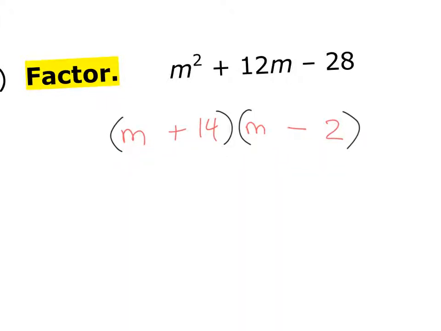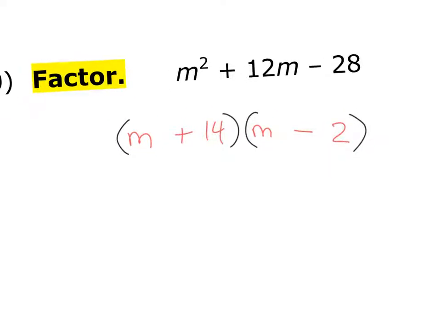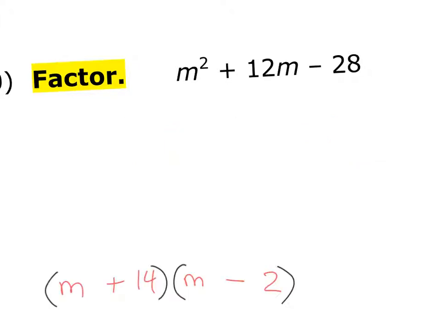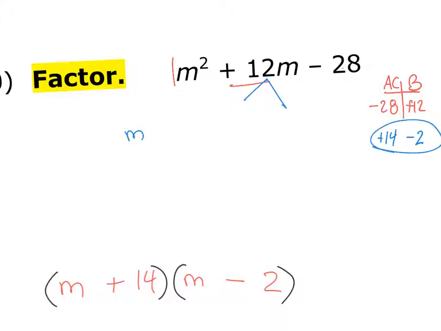Now, I want to show you, for those of you guys that would rather do the whole ACB. So if you recognize that this is the shortcut, you can do that. However, if you don't, then what multiplies to A, which is 1, times negative 28, which is negative 28, and adds to positive 12, you would have then discovered it was positive 14 and negative 2. Then you could use those to expand out the middle term: m squared plus 14m minus 2m, and then minus 28.